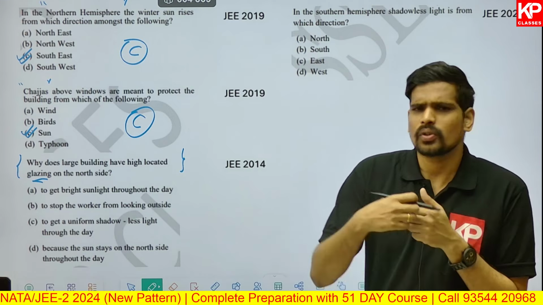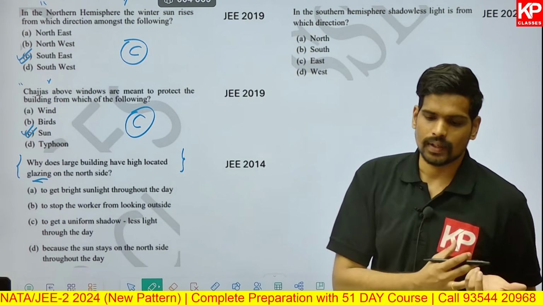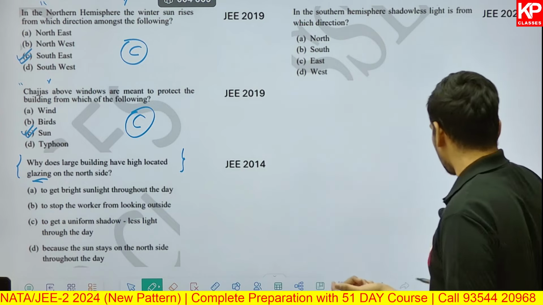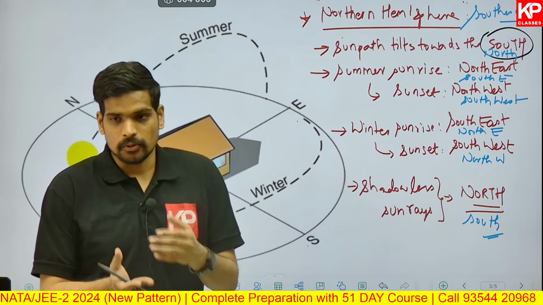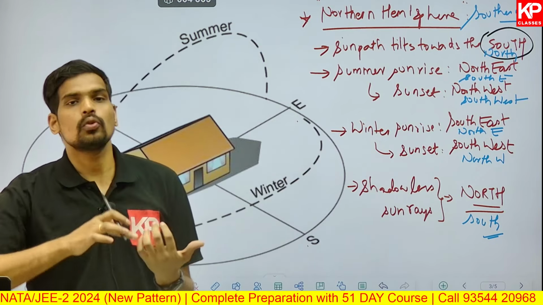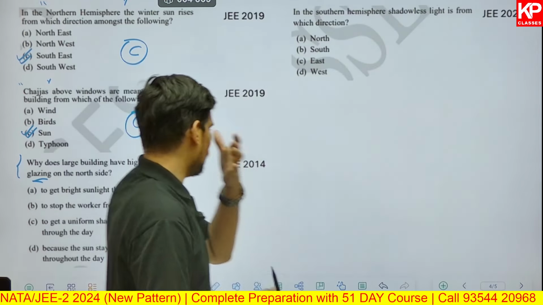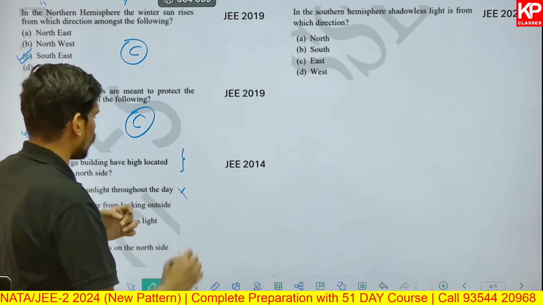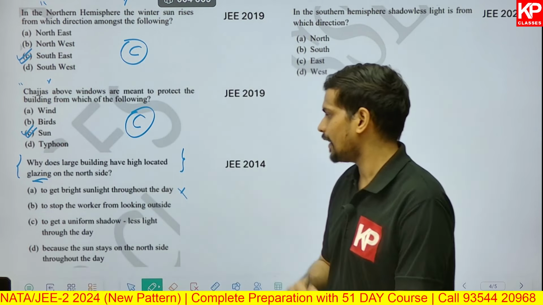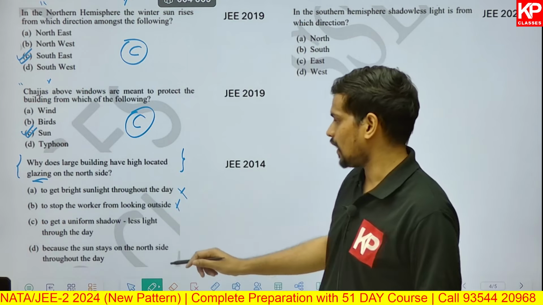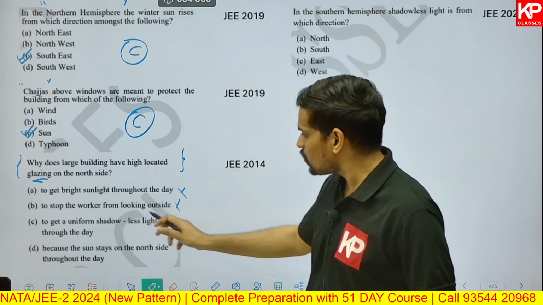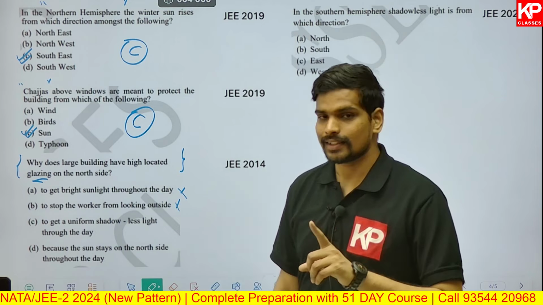from the north direction direct bright solar radiation, or do you get reflected radiation? So you can remember I told you shadowless rays are from the north direction. You have the reflected diffused solar radiation from this direction. So obviously the first option cannot be correct. You will not get direct sunlight. To stop the worker from looking outside, obviously that's not even a logical answer here. To get uniform shadowless light throughout the day, that is the appropriate answer.